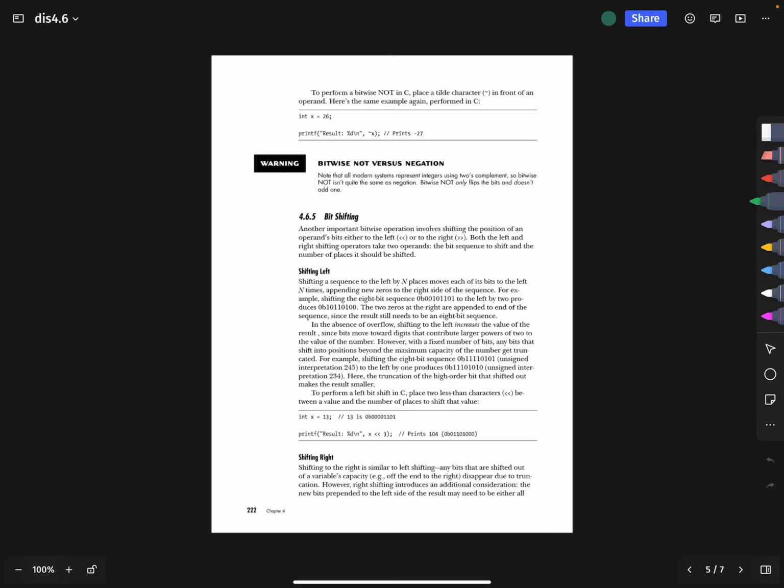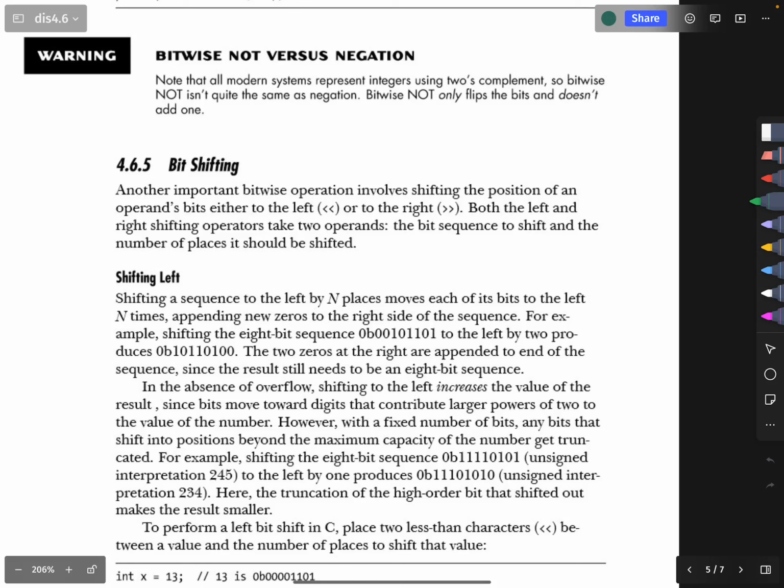Now there's another category, right? This is a non-logical operation because it doesn't correspond to truth values in the way that you would tend to think. This is bit shifting. So you can shift to the left or the right. We'll start off talking about shifting to the left.